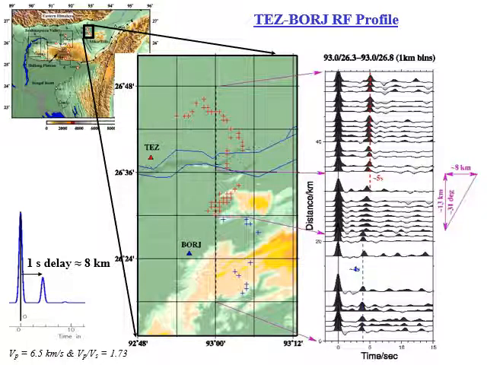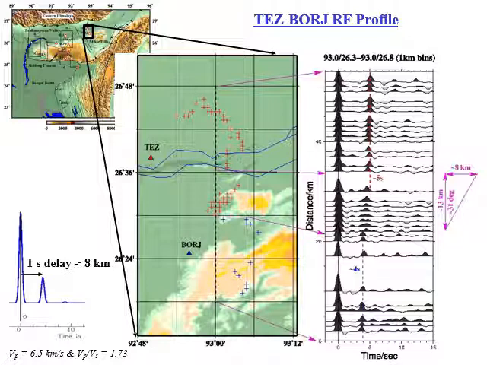In the map at the center, we have zoomed into that region between Tejpur and Borjuri, and what you can see as the plus signs color coded in red are the receiver function piercing points for the station Tejpur, and the ones in blue are for the station Borjuri.